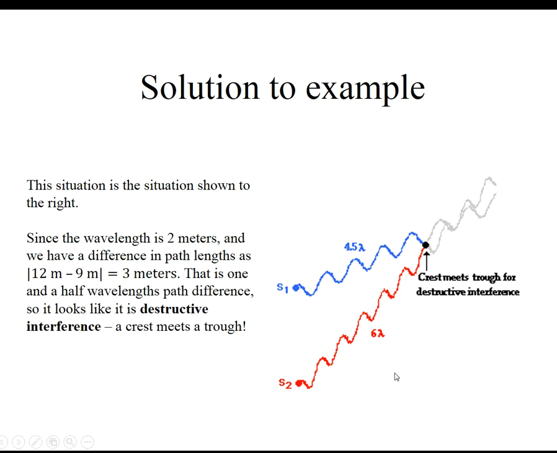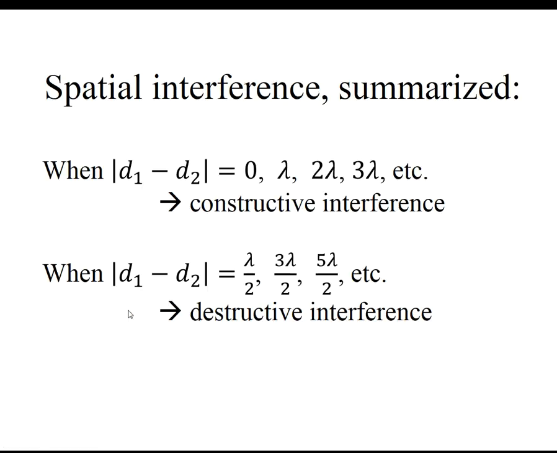So again, let's take a look at the example here. We have 4.5 wavelengths on one path, and we have 6 wavelengths on the other. So it's this situation here. The difference in path length is 3 meters, but if the wavelength is 2 meters, then that's going to be 1 wavelength plus a half wavelength. And so that plus a half wavelength results in destructive interference, where a crest meets a trough.